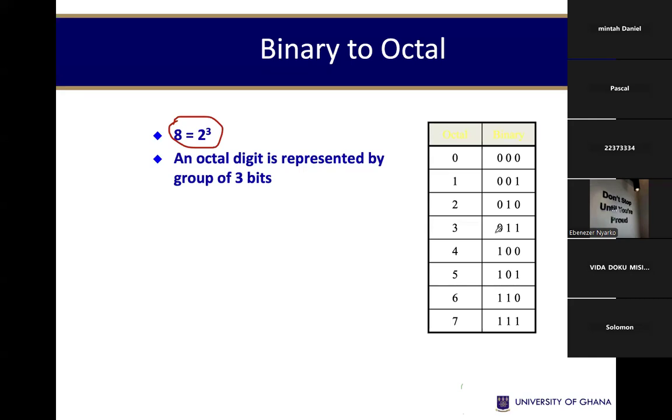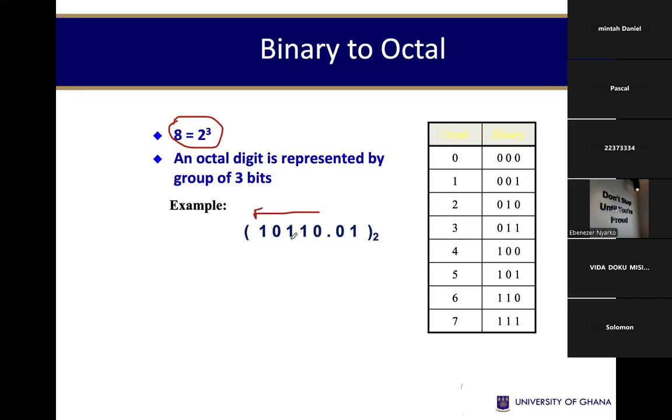So what am I trying to say? If I want to convert binary into octal, I can start by grouping the digits in 3s from the right to the left. So let's look at this example. For example, I want to convert this binary to octal. All I need to do is, in the whole number part, group it from right to left.